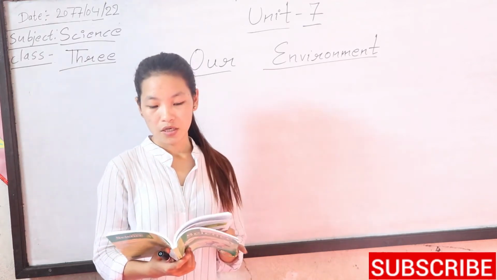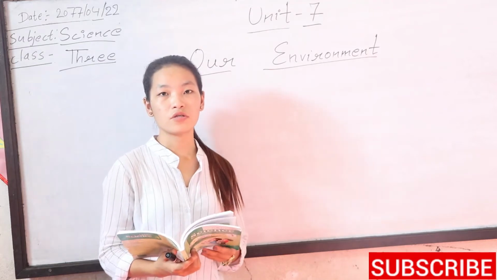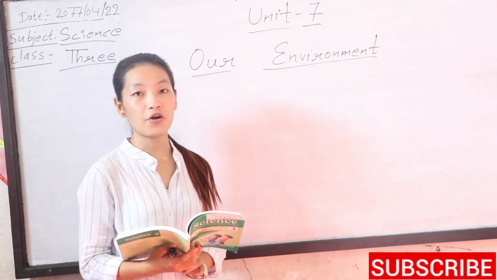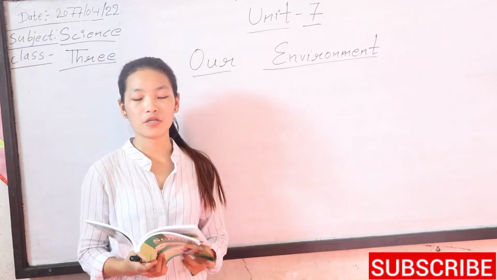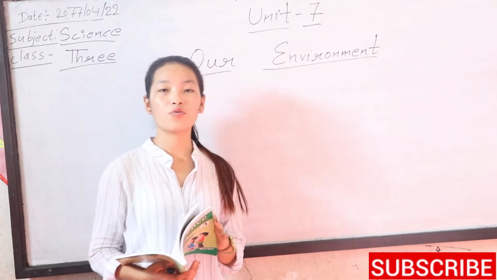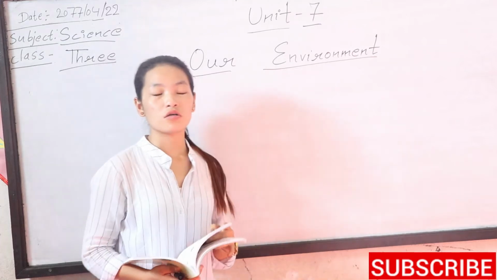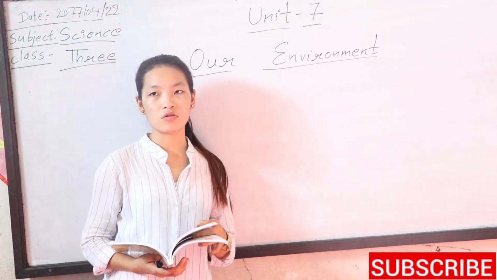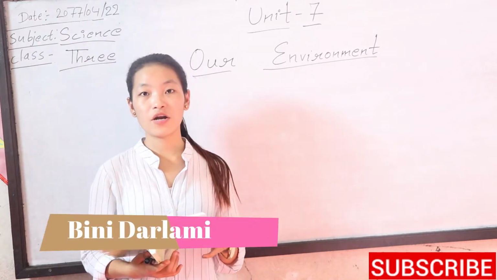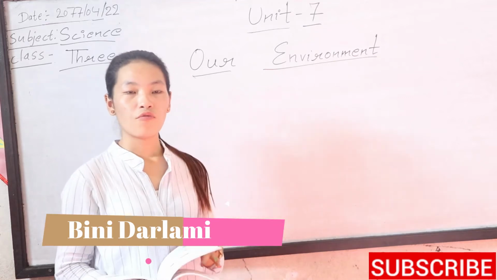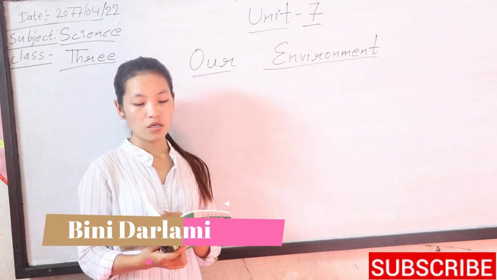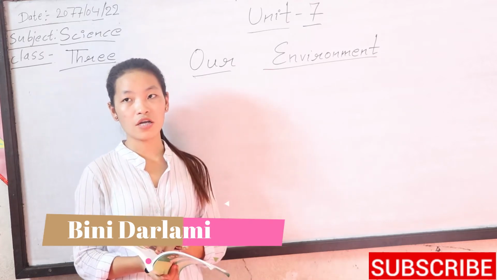And now let's talk about today's topic. The topic of our class today is our environment, Unit 7. In our previous class, we learned about the clean environment. I hope you have also done the activities and followed the rules that we have to follow to keep our environment clean. In today's class we will talk about our environment.